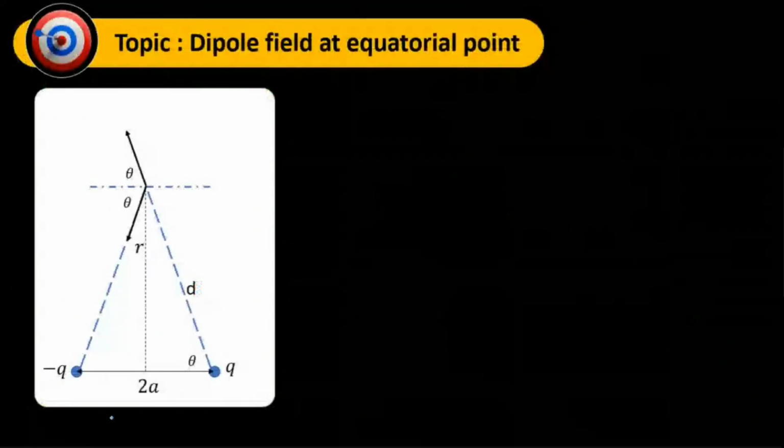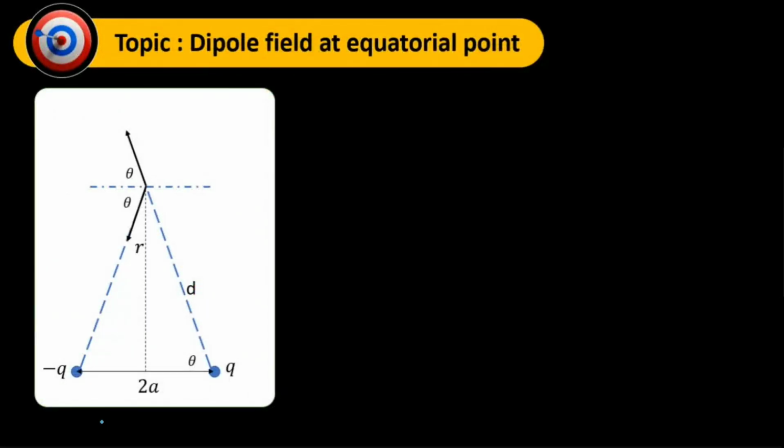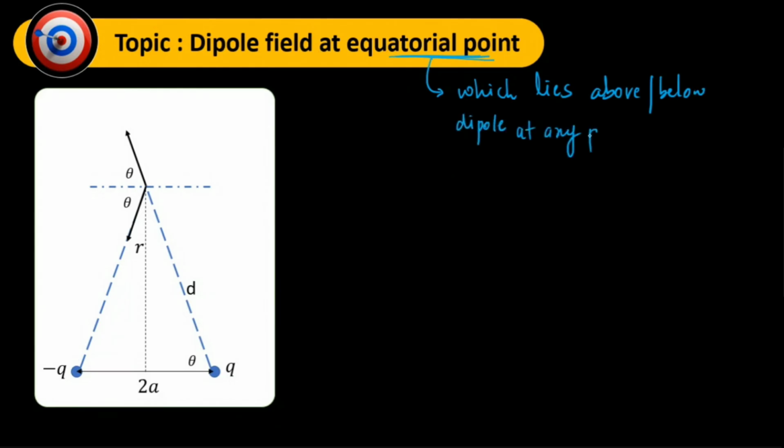Now there is one more thing, or we can say another aspect of finding the electric field due to a dipole, but at an equatorial point. First of all, we need to understand what an equatorial point is. An equatorial point is a point which lies above or below the dipole, at any point on the line passing through the midpoint of the dipole.